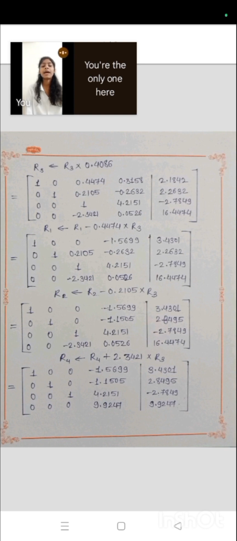So the answer will be 3.4301, and we write as it is row 3, row 4 and row 2, and as it is row 3, row 2 and row 4. And again we put the operation in row 2. Row 2 is equal to row 2 minus 0.2105 into R2 into R3. So we will write as it is row 1, row 3 and row 4 values. Only the R2 value will change, and we put the operation in all row 2 values.